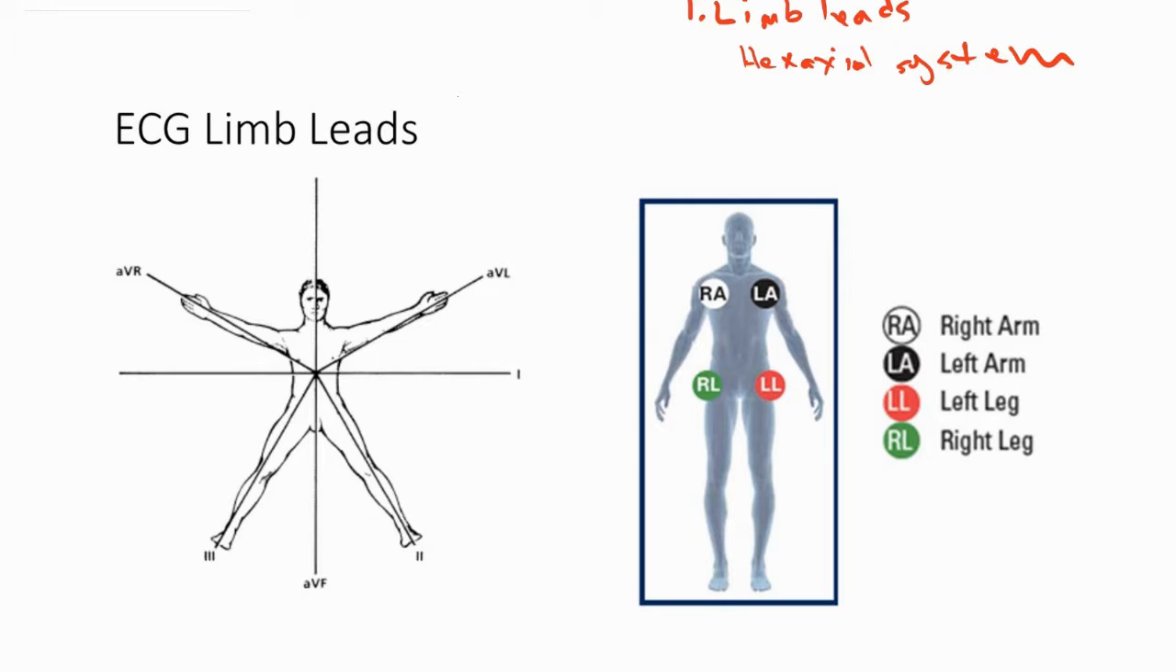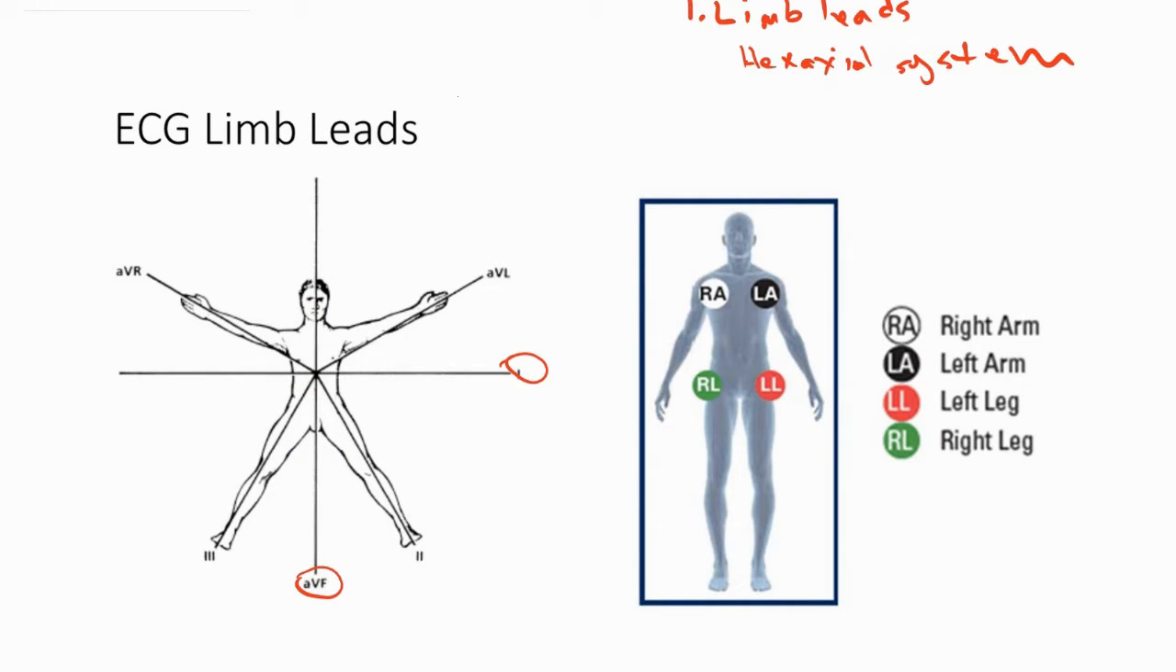This creates what we call a hexaxial system, and as the name implies, it's really 6 different vectors that you see here. There are 2 main bifurcating vectors that cross at 90 degrees to each other. The first is lead 1, and the second is lead AVF. Lead 1 goes straight across, and AVF goes up and down.